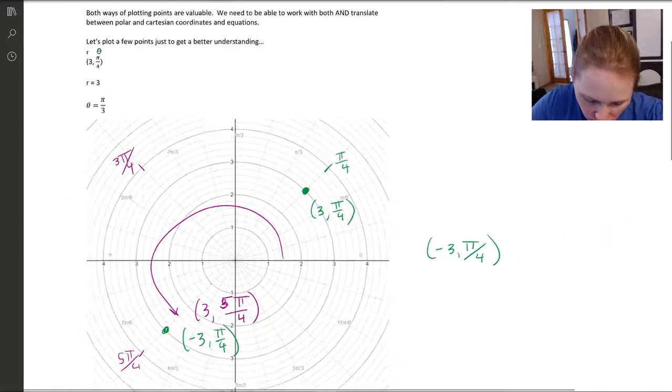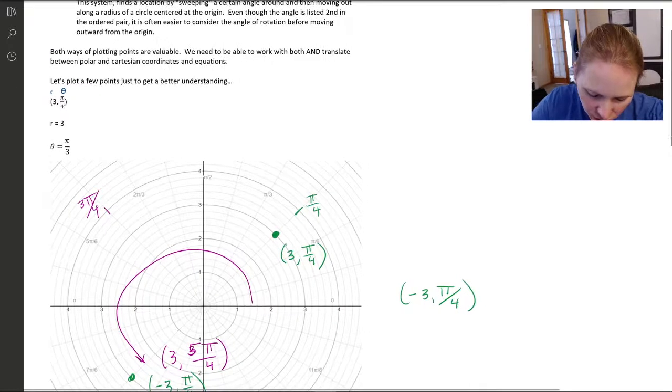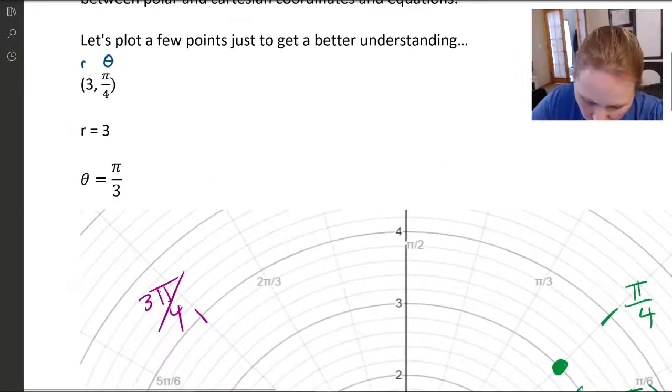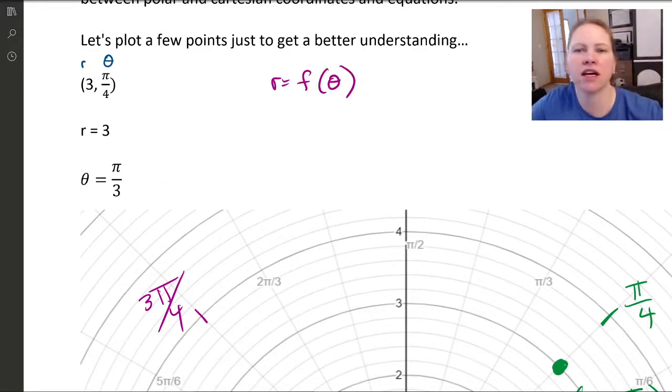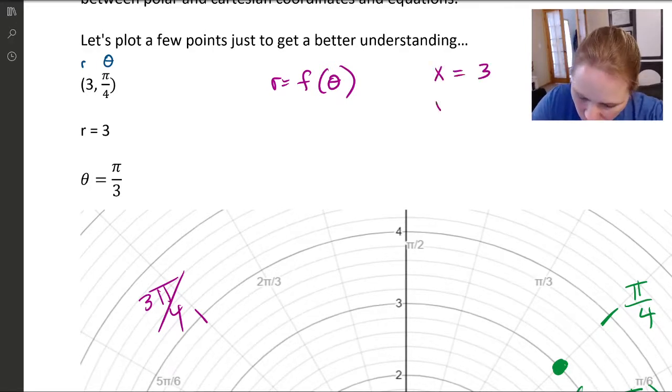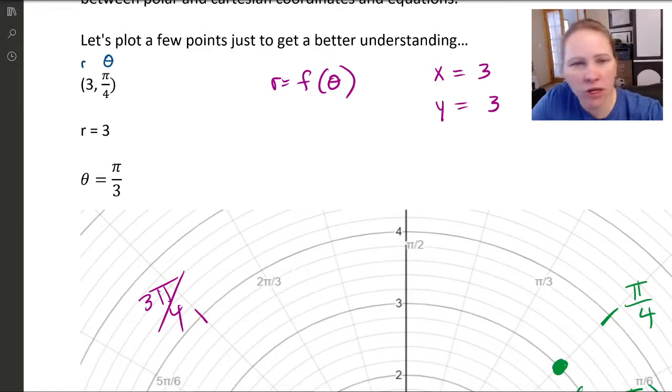We also want to recognize that when we graph equations, they usually are of the form r equals some function of theta, and we're going to see that here in just a few minutes. But we also have functions like when you have a vertical or a horizontal line, we can have singular valued functions here in the polar system. So r equals 3 and theta equals some angle also show up in our polar system.